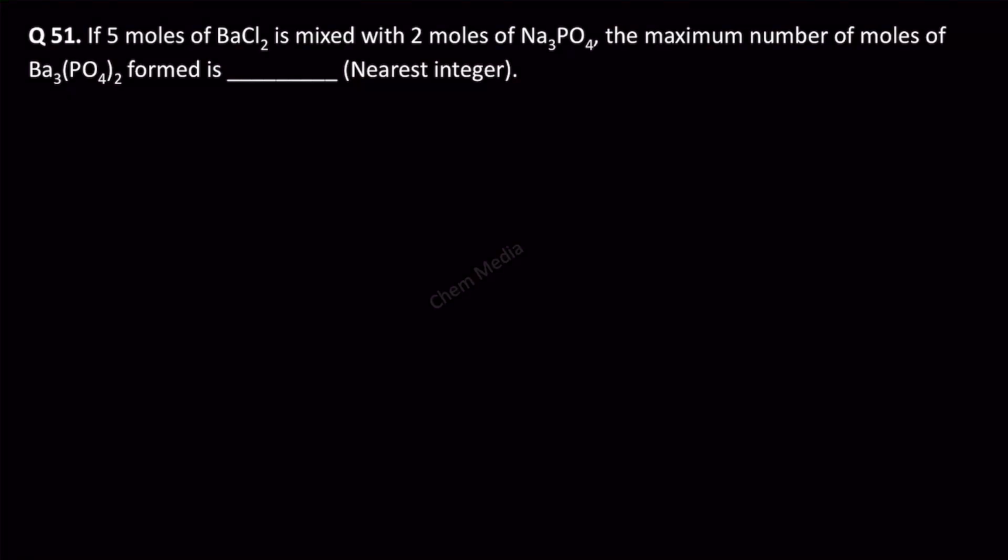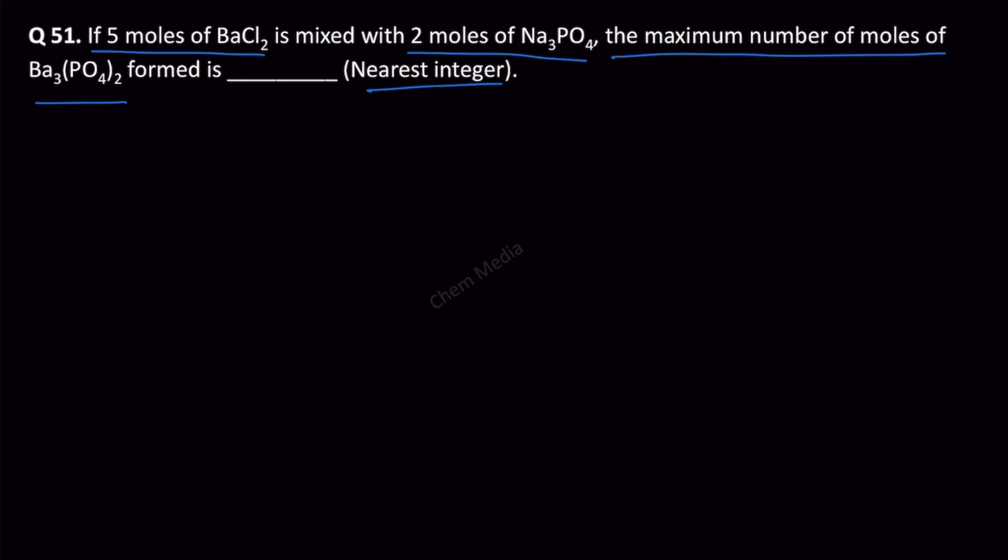Hello everyone, here is a question based on limiting reagent. If 5 moles of barium chloride is mixed with 2 moles of sodium phosphate, the maximum number of moles of barium phosphate formed is how much? We have to find out the nearest integer.